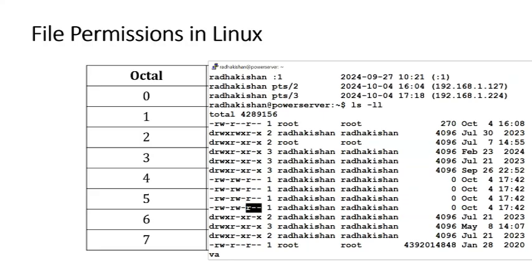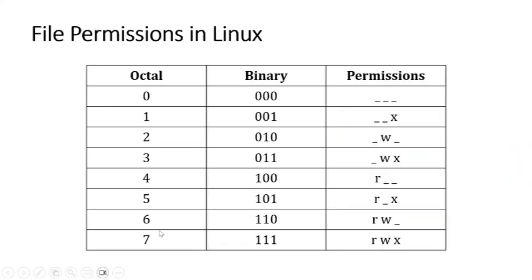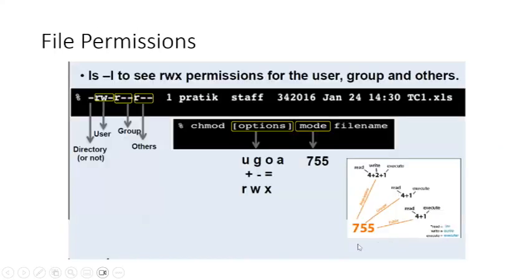We can set the permission through these characters, RWX, or through the number. The number will represent one user's permissions. You can see this: this is the directory indicator, this is the user, this is the group permissions, and this is for the others.